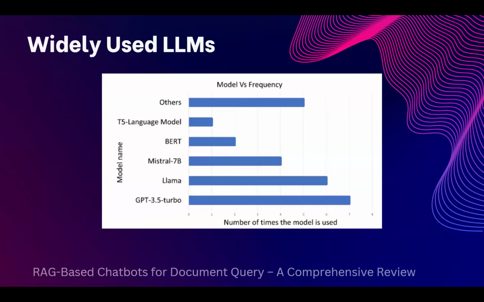These are the widely used LLMs which we surveyed across around 25 papers. We found that GPT 3.5 Turbo was most widely used, followed by Llama, Mistral 7B, BERT, T5 language model, and others. These others included various domain-specific LLMs from the Hugging Face platform.